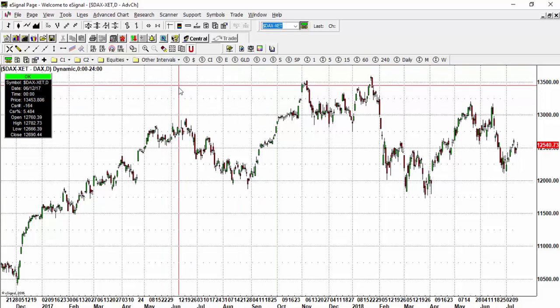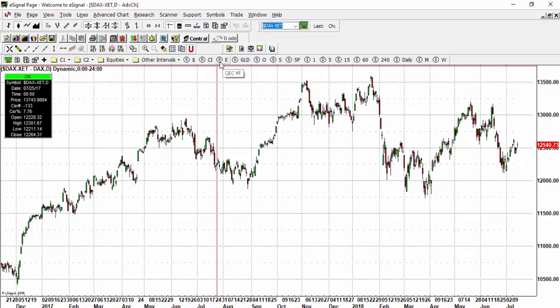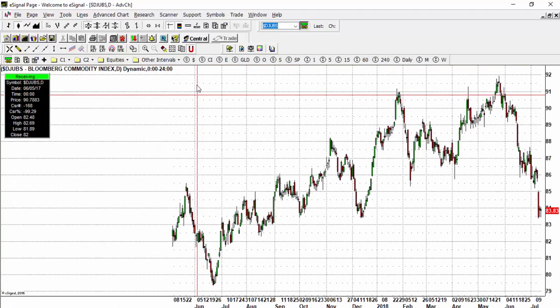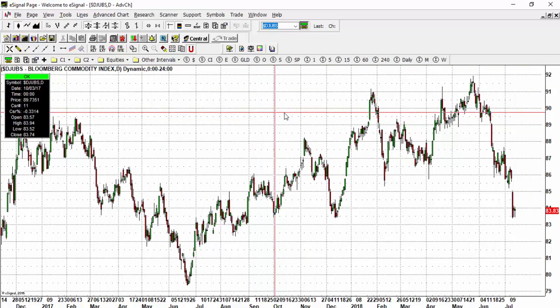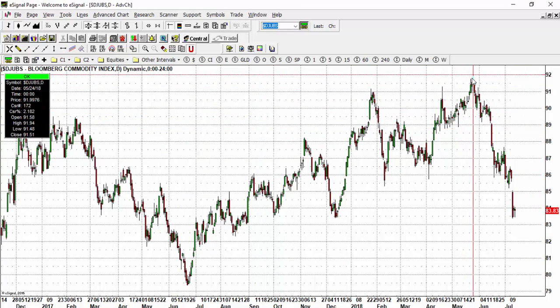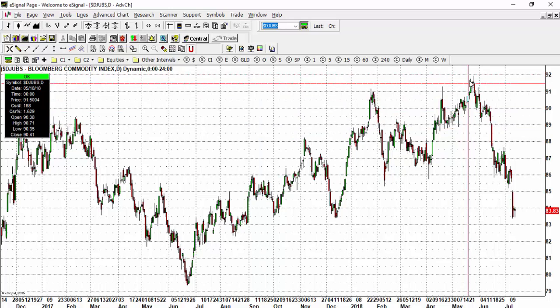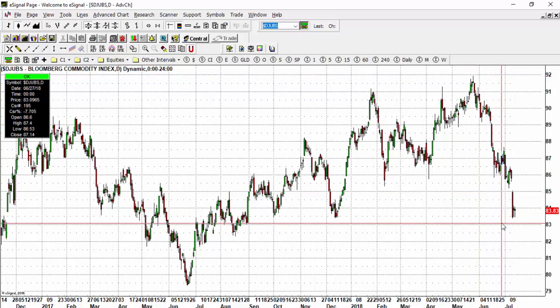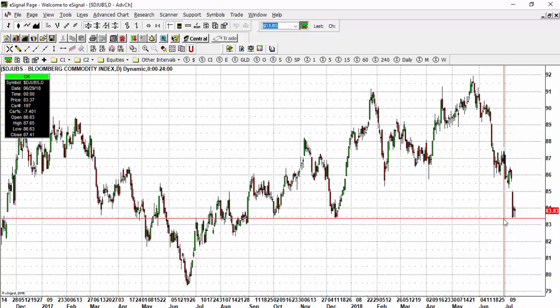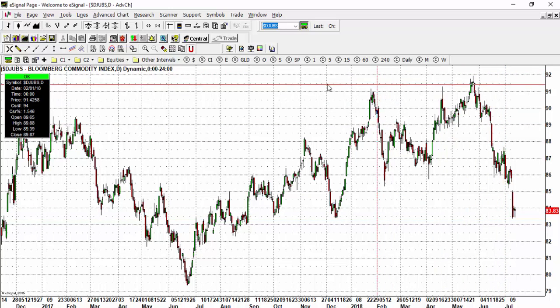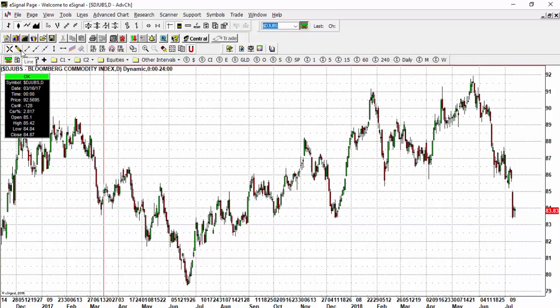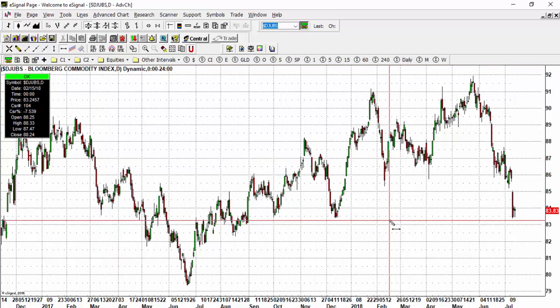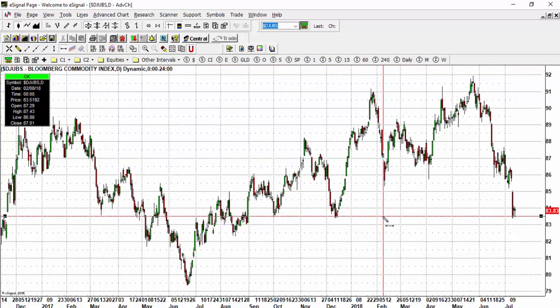Okay, looking at the commodities sector, this is the Bloomberg Commodity Index, and as you can see, the index was on a high in May, coming up just to 92, and we see that the market has plunged towards support in the 83 region. So the market is at critical support at 83.